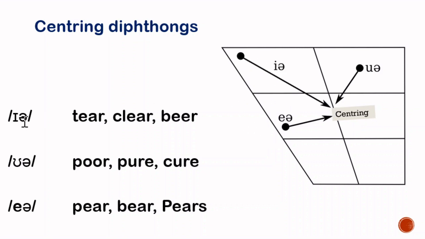So in all the 3 diphthongs with schwa as the second part, we say they are centering diphthongs because there's a movement towards the center. Ear, ua, and air. The movement is towards the center part, because the sound occurs in the center. So ear as in tear, clear and beer. Ua as in poor, pure and cure. Air as in pear, pears and bear. They're all centering diphthongs because the second component is a central vowel sound.